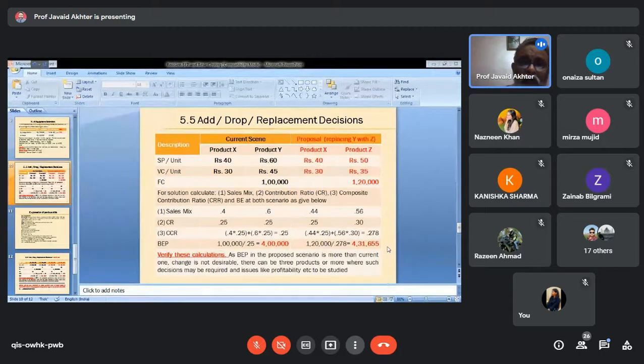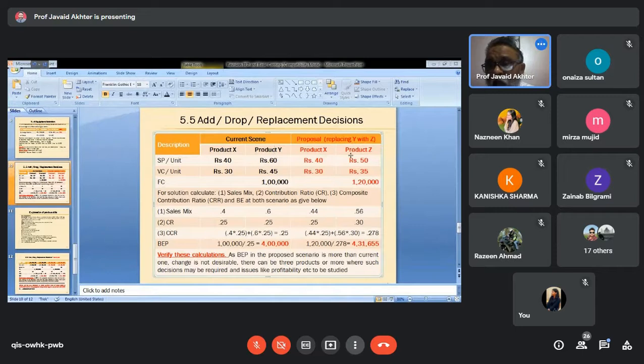So this was an example of replacing product Y with product Z, a replacement decision. You can have a drop decision. You can have an add decision. If there are 4 or 5 products and you want to drop one, it will help you. You have 3 products, you want to add a 4th. Calculate existing one and proposed one, and accordingly take a decision.